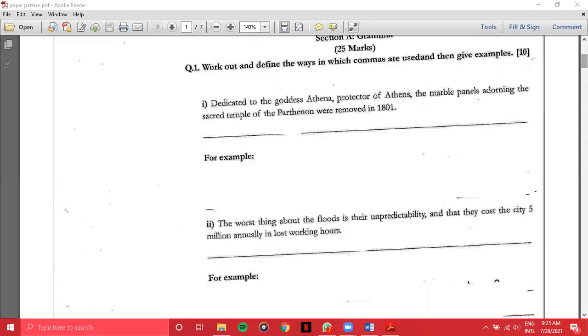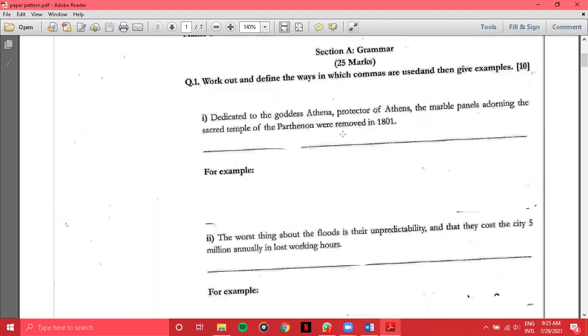Okay, so in your first question, the comma question, you have to define what kind of comma is being used, right? Now over here, when it says, for example, do they expect you to make a sentence of your own using the same comma? No, they tell us we have to write what kind of comma is being used, and give an example of what kind of comma is being used in the sentence.